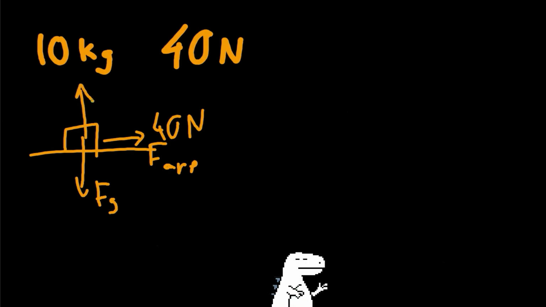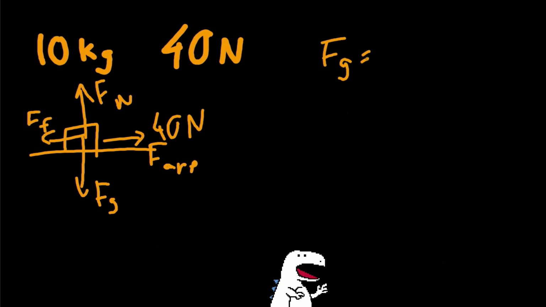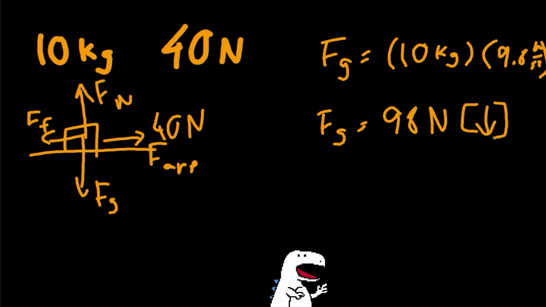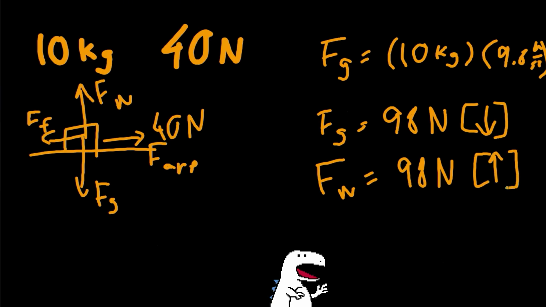Downwards will be Fg. Upwards will be Fn, the normal force. So first of all, let's calculate Fg. Fg will be equal to 10 kilograms times, on Earth, 9.8 meters per second squared. So Fg will be 98 newtons of force downwards. And then the normal force will just cancel this out since it's just laying there. So Fn will just be 98 newtons as well, but this time upwards.